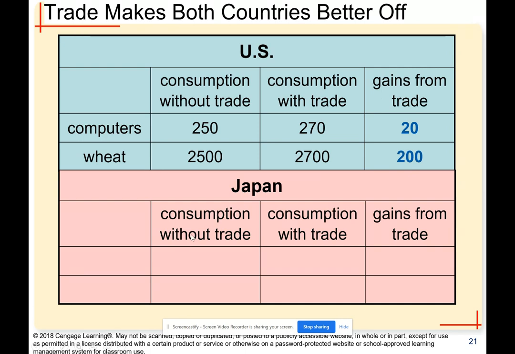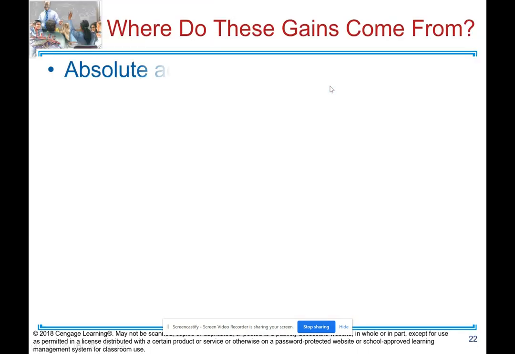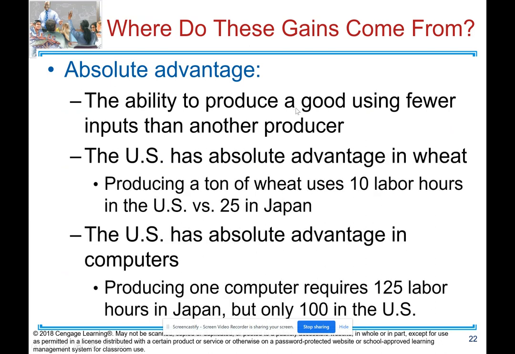What about Japan? Consumption without trade was 120 computers. Consumption with trade, 130 computers. Gains from trade, 10. What about wheat? Japan was consuming 600 tons of wheat without trade, and with trade, 700 tons of wheat. There is 100 tons of wheat as a gain from trade. Trade makes both countries better off. Trade is good. Okay? Where do these gains come from?